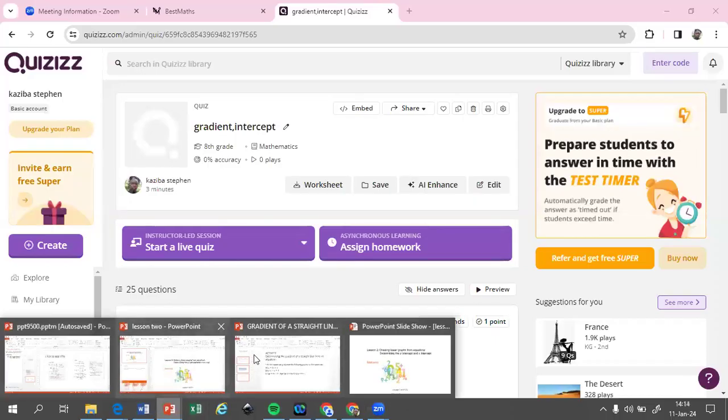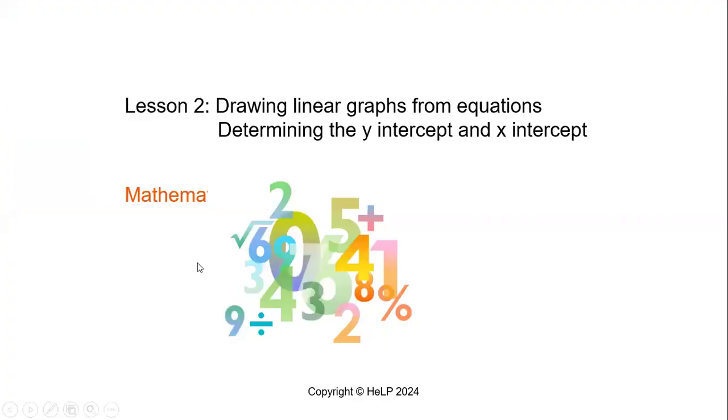Allow me to maintain some order in the room. Okay. So last time we were looking at gradients, and today we are going to look at the same thing. However, our focus today is going to be on drawing linear graphs from the equations and determining the intercepts. Those are the key things that we are going to look at in today's lesson.